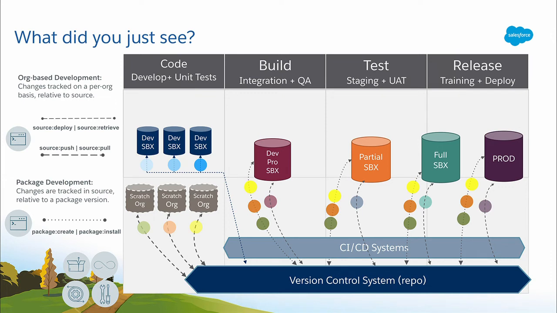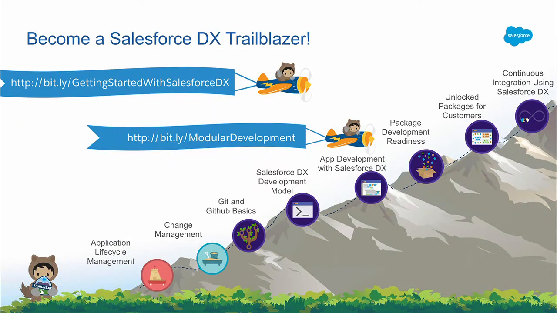We did change set deployment. We did force source push and pull to get it down to our version control. Renee committed it. Then I used force source push and pull to get it to the scratch org. And then we did package creation. All of this you just saw, a whirlwind tour. But if you want to slow it down and thoroughly understand it, we have some resources.